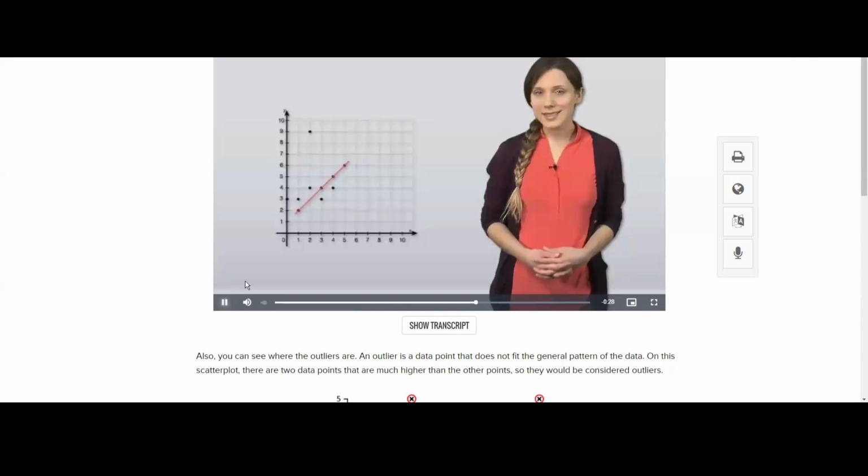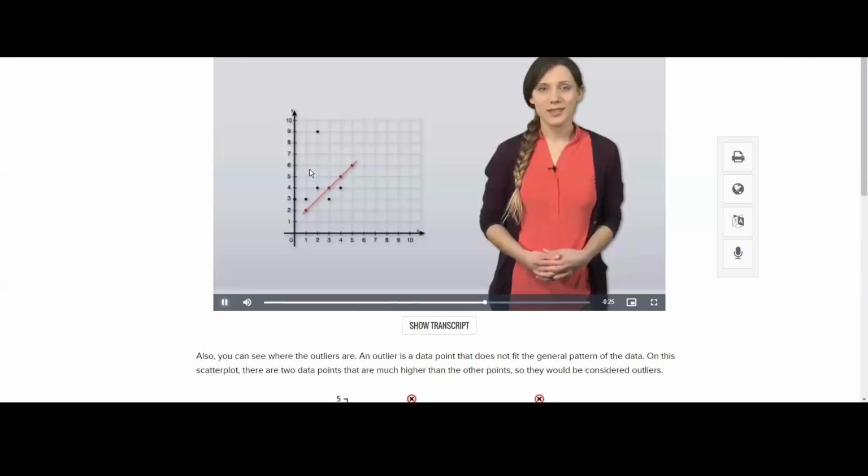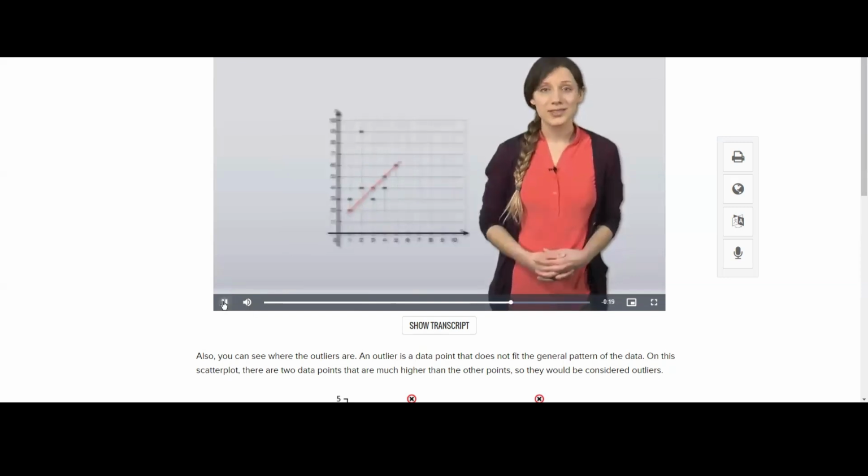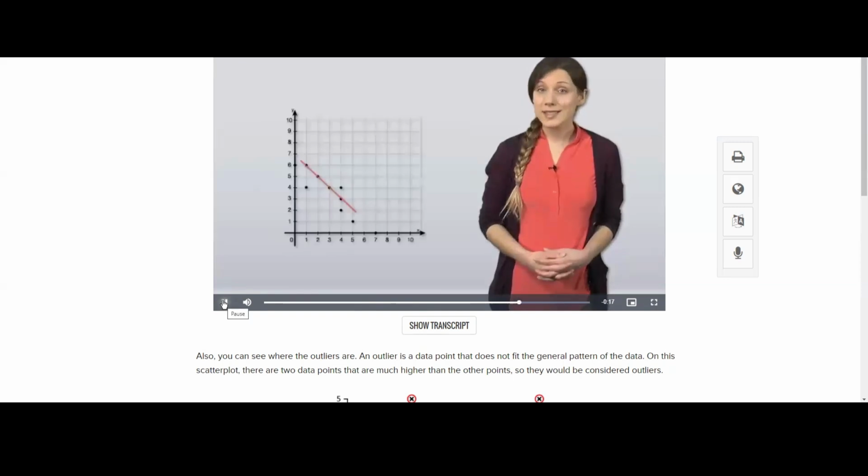This scatter plot has a positive association because the data tends to go up. You can draw a line to help you see the association. And this scatter plot has a negative association. Remember, you can always draw a line to help you tell if the data is going up or going down, or having a positive or negative association.